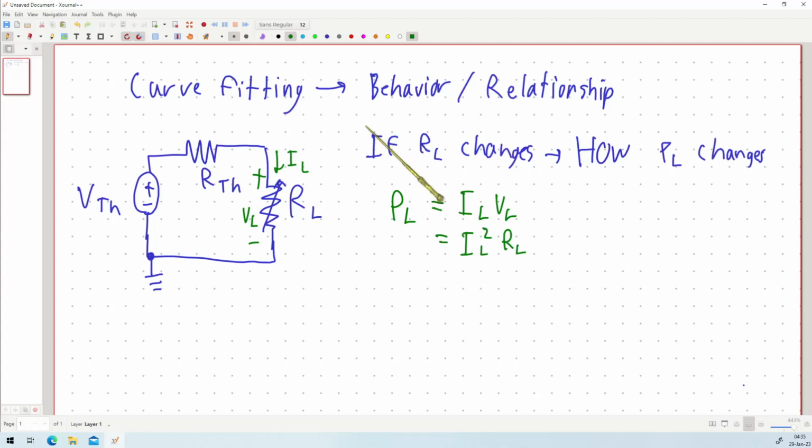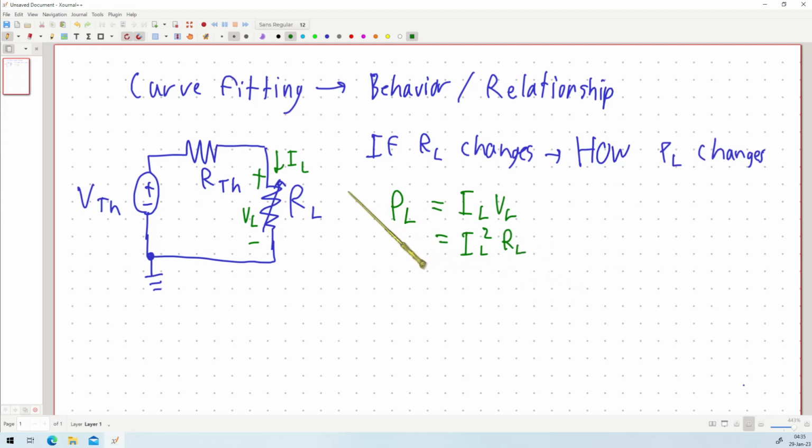Welcome to the tutorial on curve fitting, where we can inspect the behavior or relationship between two variables. For example, in this circuit we have the Thevenin equivalent voltage, the Thevenin equivalent resistance, and the load resistance. And we try to tune RL, changing the load resistance, and see how the power transferred to the load changes. To model this one, we can use PL equals VL.